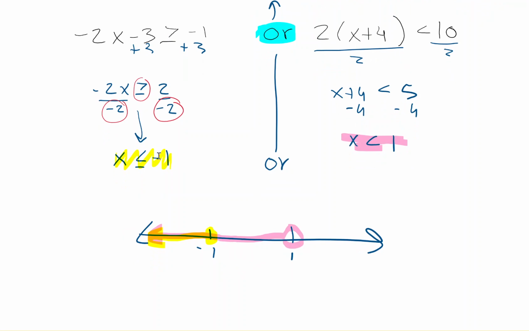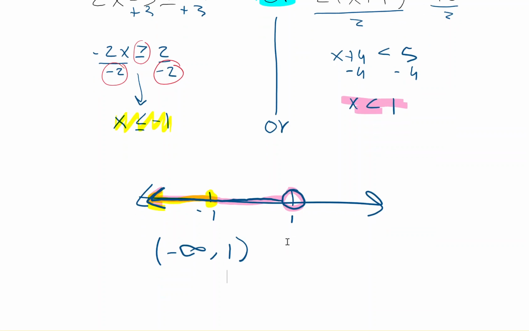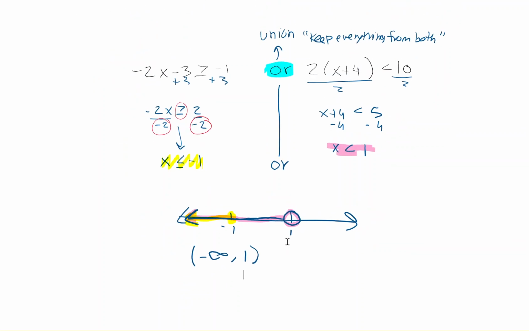We can represent everything from both by saying everything from negative 1 down to negative infinity covers everything from both, right? I've just highlighted everything that's either pink, yellow, or orange, everything from both. So this final answer needs only one interval from negative infinity to 1, round bracket on the 1 because we're not including the 1. Okay, so that's compound inequalities.